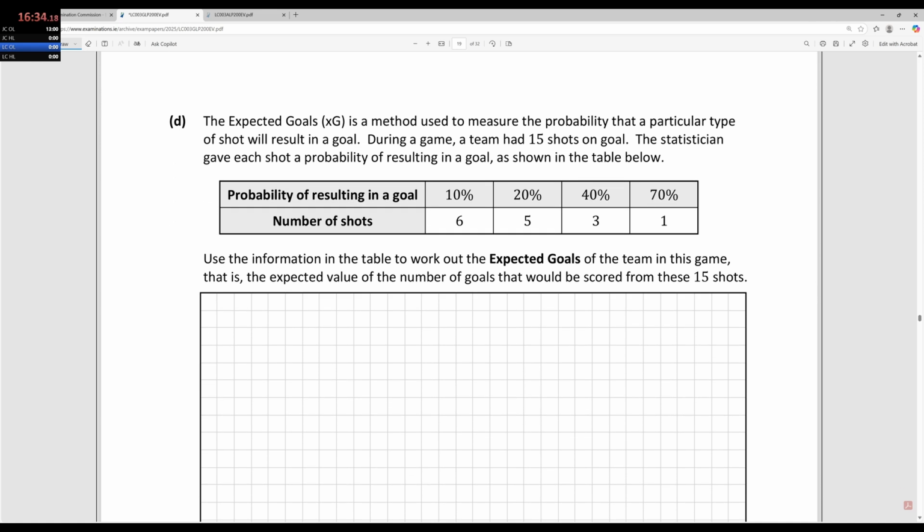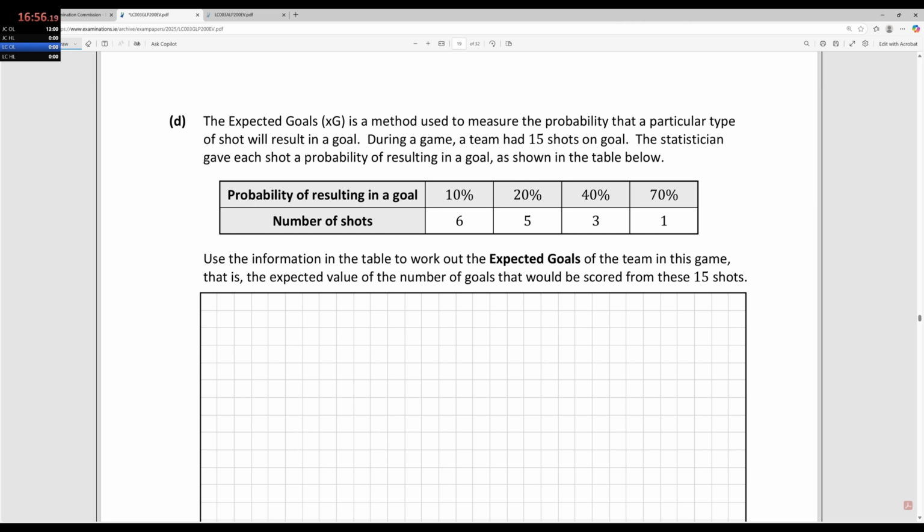Expected goals is a method used to measure the probability a particular type of shot will result in a goal. During a game, the team had 15 shots on target. The statistician gave each shot a probability of resulting in a goal as shown in the table below. 6 of the shots are at 10%, 5 at 20%, I think, is what they're saying. Use this information to work out the expected value.